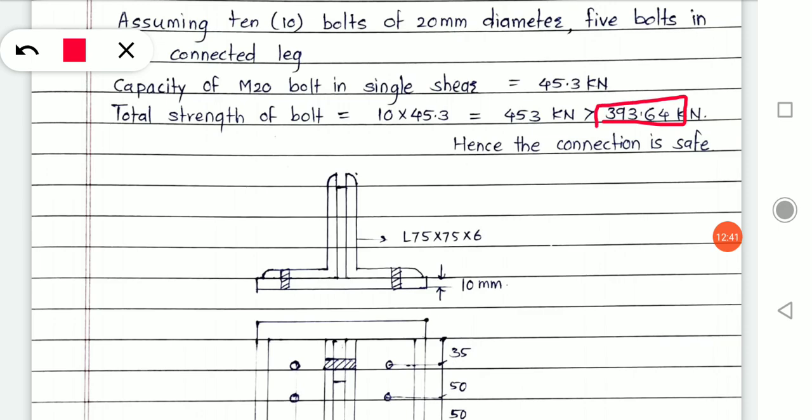393.64. What is it? It is a yielding strength, okay. When we are discussing yielding of gross section, we come to know the tensile capacity or tensile strength of that section is 394, and whatever bolts you are using are giving you more strength. That's why we are on the safer side.